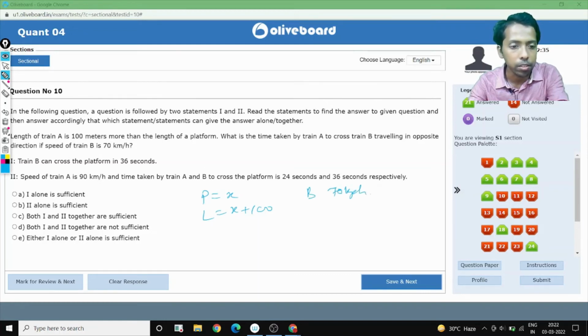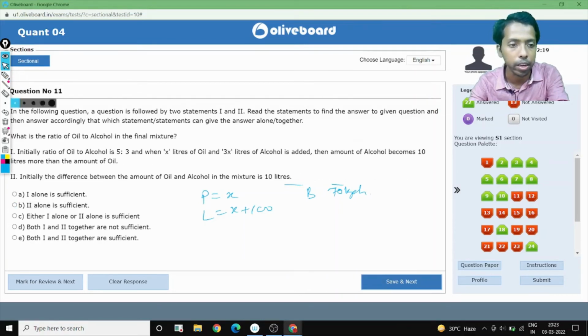Train B crosses the platform in 36 seconds. We cannot find out the length of the train here. The speed of the train is 90 km/h. Time taken by A and B to cross the platform is 20 and 36 seconds, right? From this we can surely calculate. So only to satisfy here.